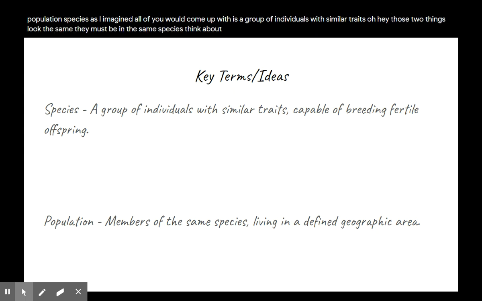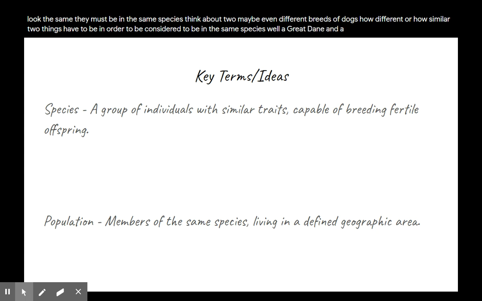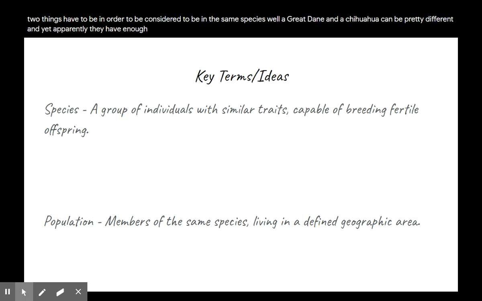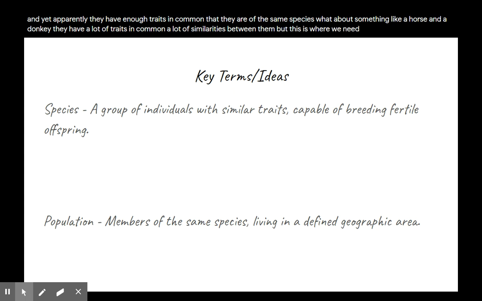Think about two, maybe even different breeds of dogs. How different or how similar do things have to be in order to be considered to be in the same species? Well, a Great Dane and a Chihuahua can be pretty different, and yet apparently they have enough traits in common that they are of the same species. What about something like a horse and a donkey? They have a lot of traits in common, a lot of similarities between them, but this is where we need to go a little bit further.